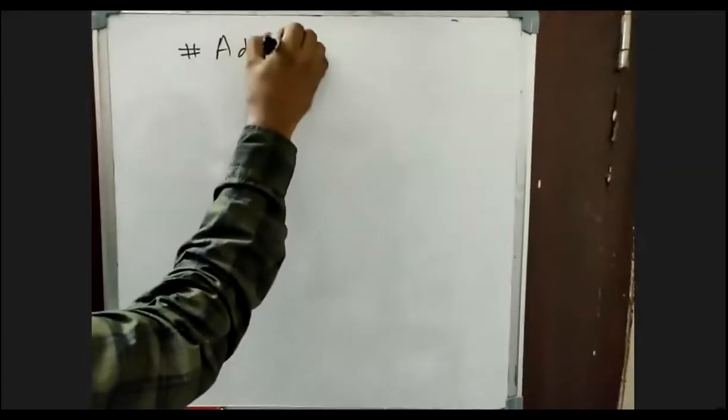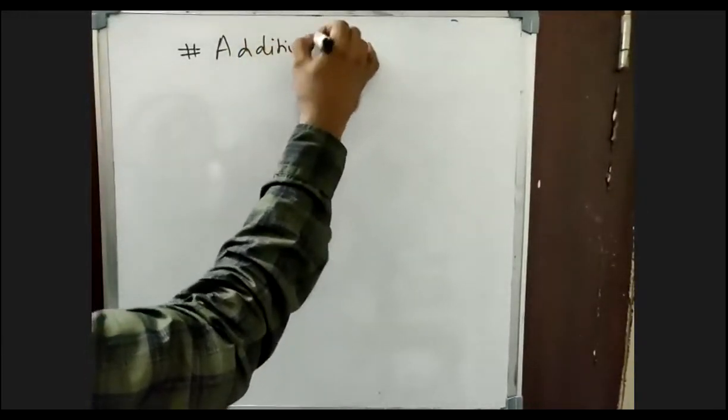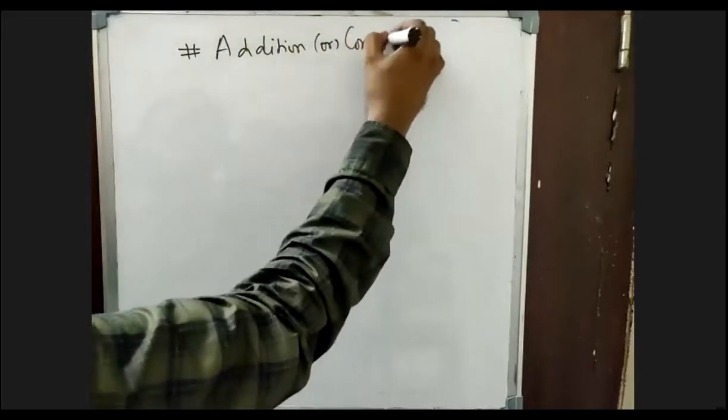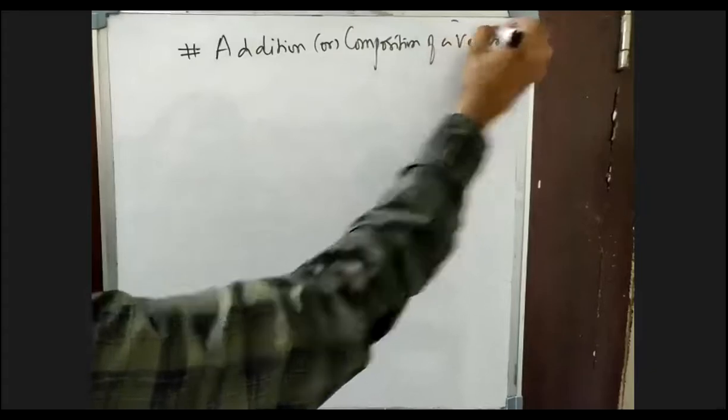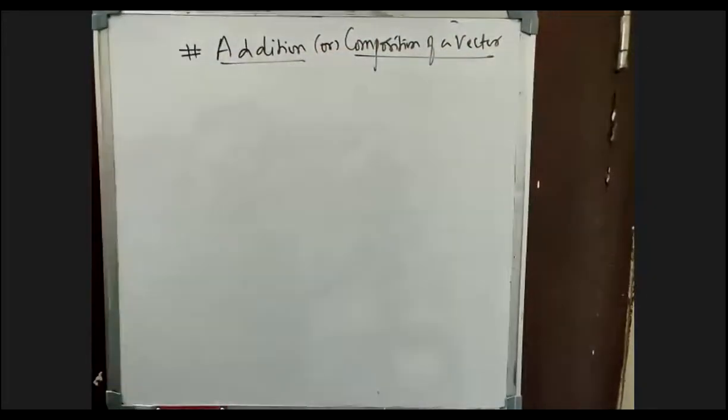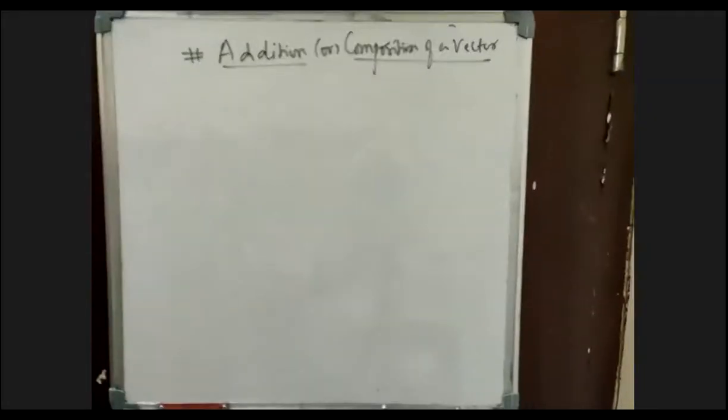Next heading is your addition or composition of a vector. Addition or composition of a vector part of a lesson. That means we are adding the two vectors. We are adding the two vectors.